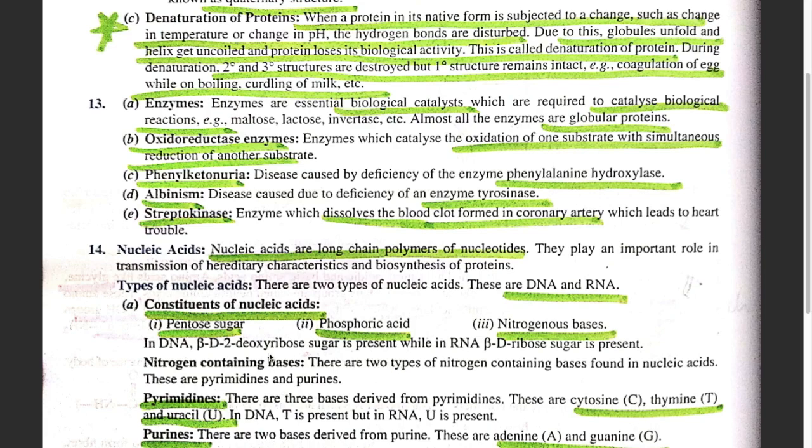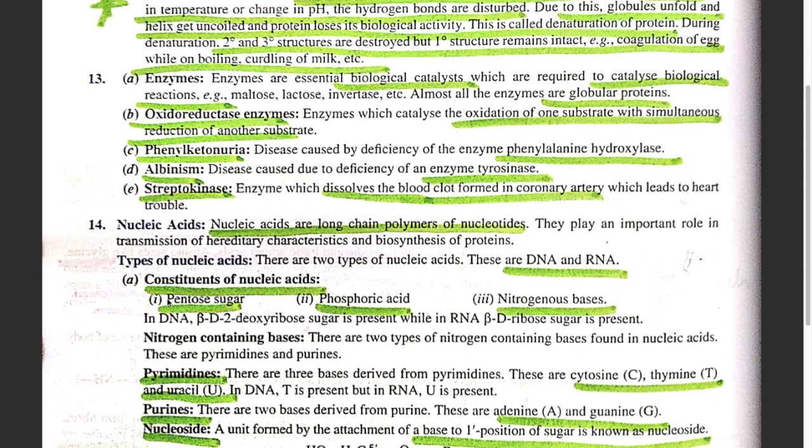Now let us see what are the constituents of nucleic acid. There are three. This can come as a 1-mark question. On hydrolysis, nucleic acid results in the formation of three components: pentose sugar, phosphoric acid and nitrogenous base. You have to remember that nitrogenous bases are of two categories: pyrimidines and purines. Pyrimidines contain the bases cytosine, thymine and uracil, and purines contain the bases adenine and guanine. Remember that in RNA the thymine is replaced by uracil.